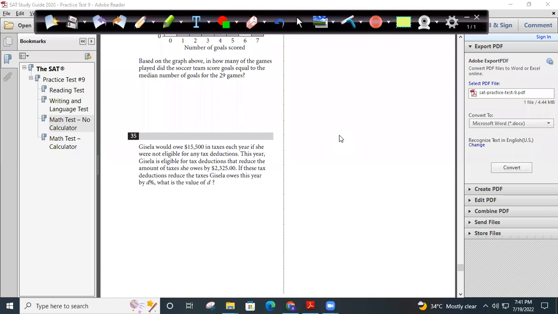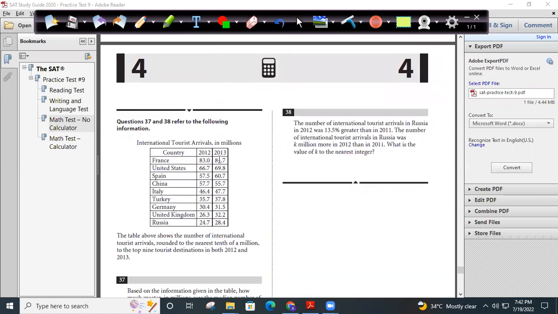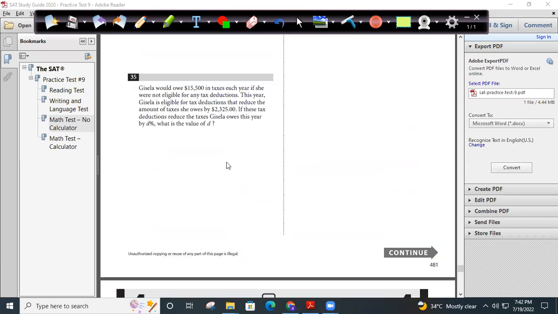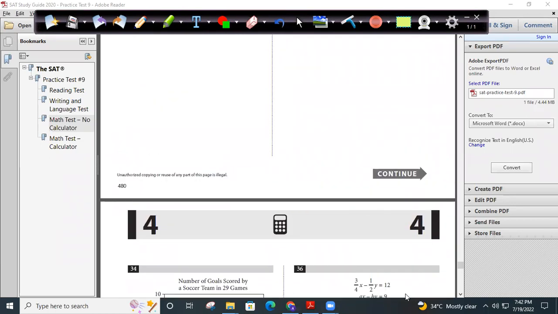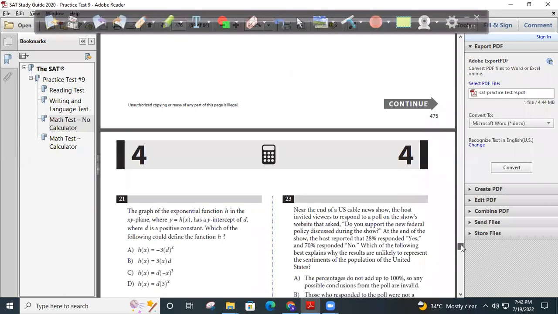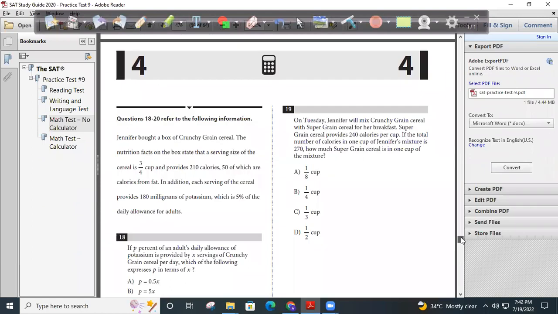Gisela would owe in taxes each year if she were not eligible for any tax deductions. This year, Gisela is eligible for a tax deduction that reduces the amount of taxes she owes this year by 10%. Okay, you might not know what a percentage decrease is. Only some of you know, some of you don't. You might not be able to solve it. Leave it, because you need to know the meaning of percentage decrease, and only then should you be able to solve. If not, you might get stuck.